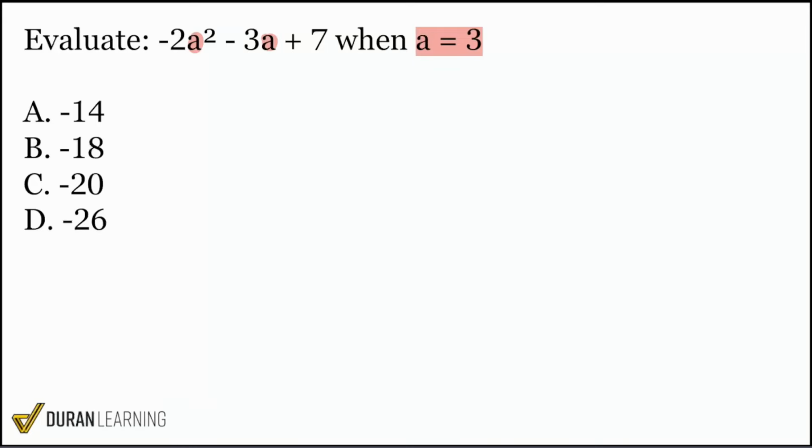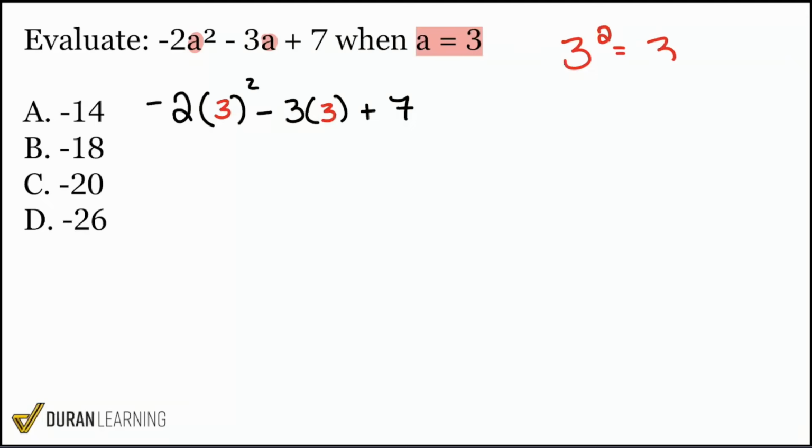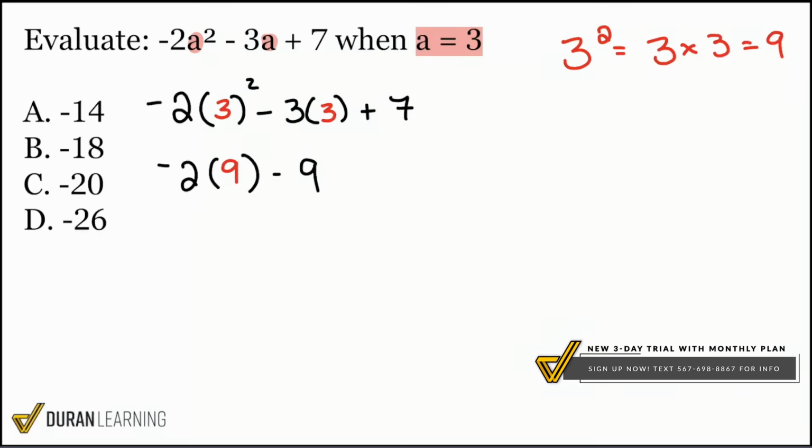So here we go. We have negative 2 multiplied by the a squared, and again, the a is 3. And then we have minus 3 times a plus 7, and the a again is 3. Up next, we'll continue on by taking care of our exponent right here, where 3 squared is the same as 3 times 3, which is 9. So we have negative 2 multiplied by 9 minus 3 times 3, which is also 9, and then plus 7.